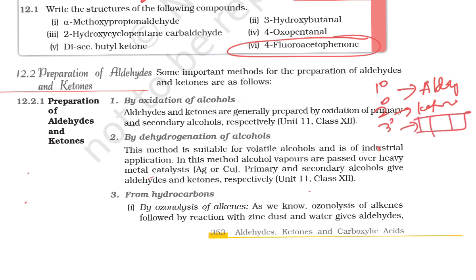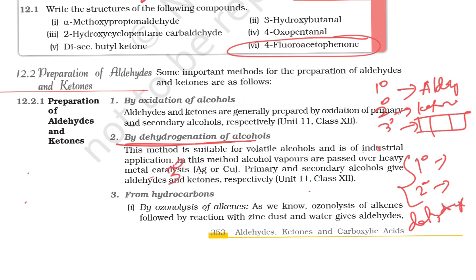Instead, breaking of the molecule takes place. If I use a strong oxidizing agent, the breaking occurs and an acid is formed directly. In the case of the dehydrogenation reaction, I already told you, primary alcohol gives aldehyde and secondary alcohol gives ketone. So in primary as well as secondary alcohols, dehydrogenation takes place.